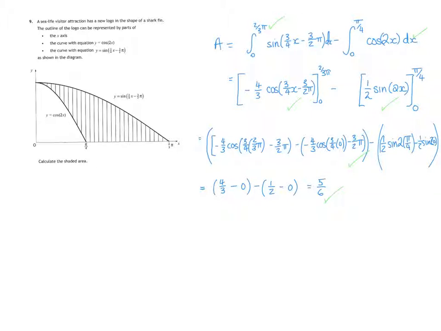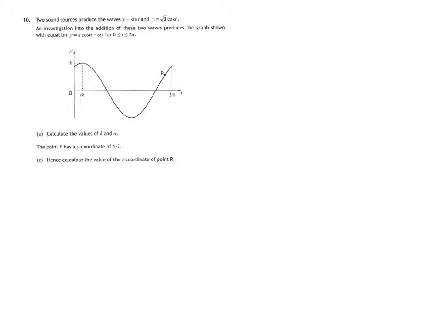Right, so we're on to question 10, which is the last question of this paper, so we're almost there. Okay, so we've been given two waves. We've been told that they've been added together and they've produced the wave shown, and that it's got the equation y equals k cos of t minus alpha. So for part A, we're asked to find the values of k and alpha.